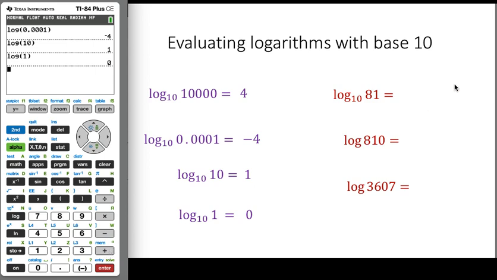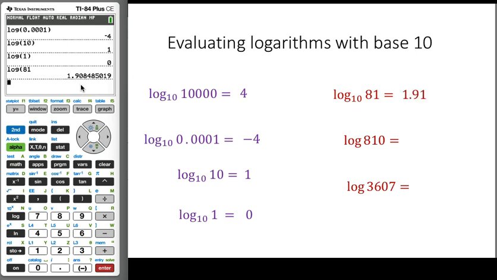Alright. And in these three, there's no pattern here. These are not powers of 10, so you're just going to have to type it in. Okay, so log 81. Now, you see every time I close the brackets, you don't have to close the brackets, but it's actually a good habit to get into.